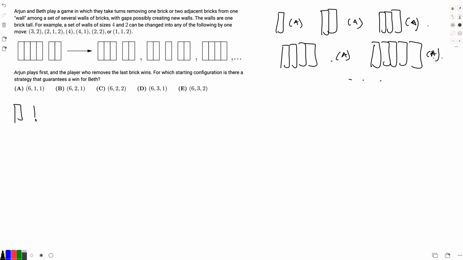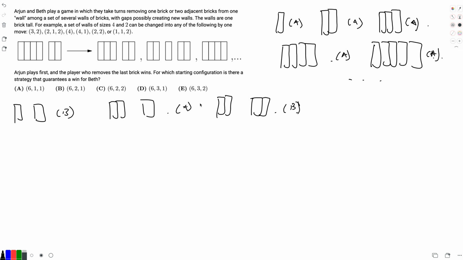How about 1, 1? Well, Beth obviously wins. How about 2, 1? It seems like Beth will win, but remember, Arjun can take the middle one, and then Beth is forced to copy, so Arjun wins. Then let's look at 2, 2. 2, 2 is interesting, because no matter what Arjun does, Beth always has a winning strategy. Whatever Arjun does, Beth simply mimics, until we get a 1-to-1 where Arjun is forced to move and Beth will win.